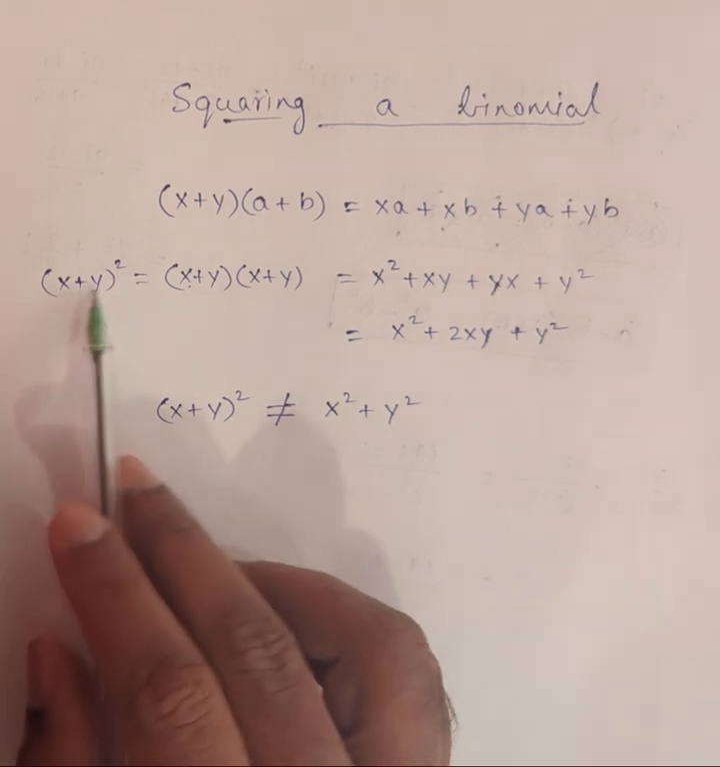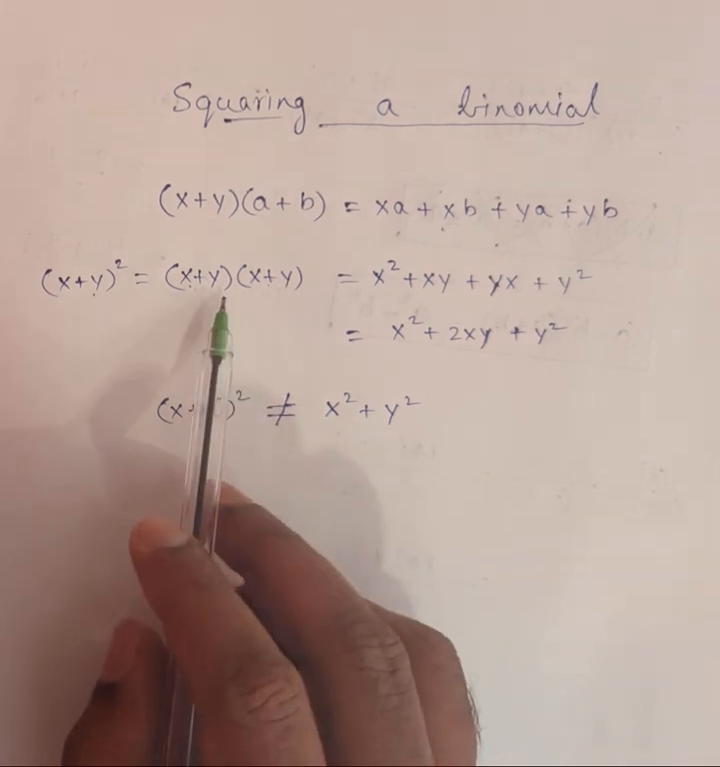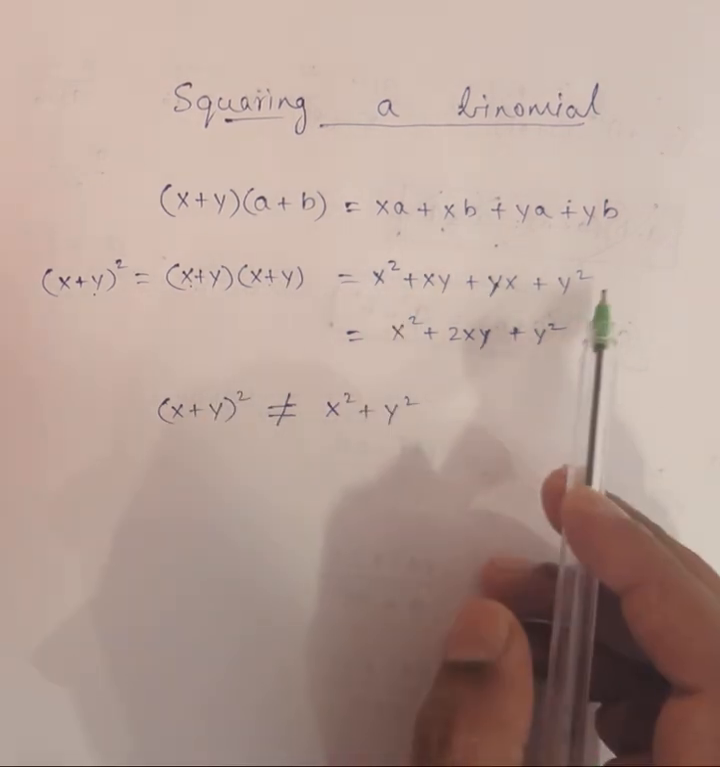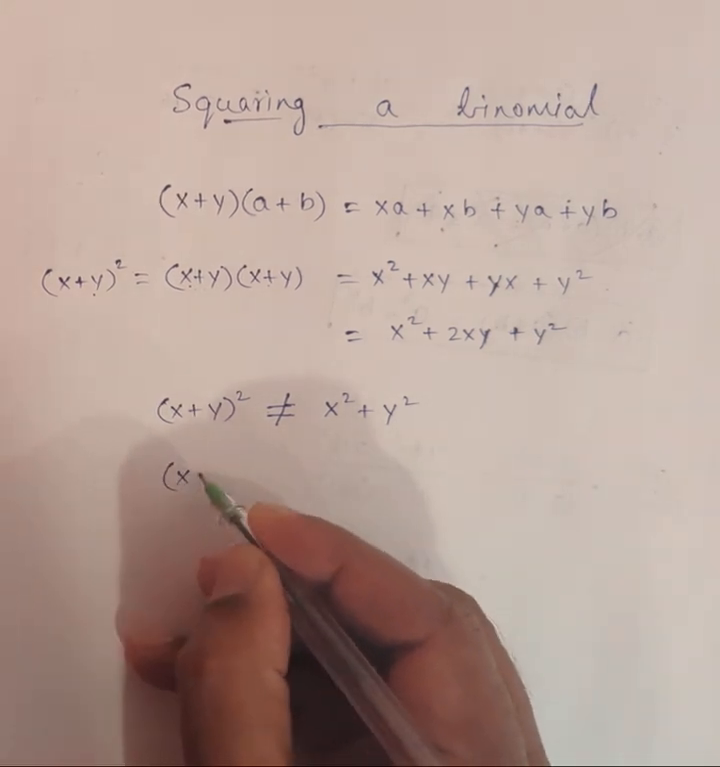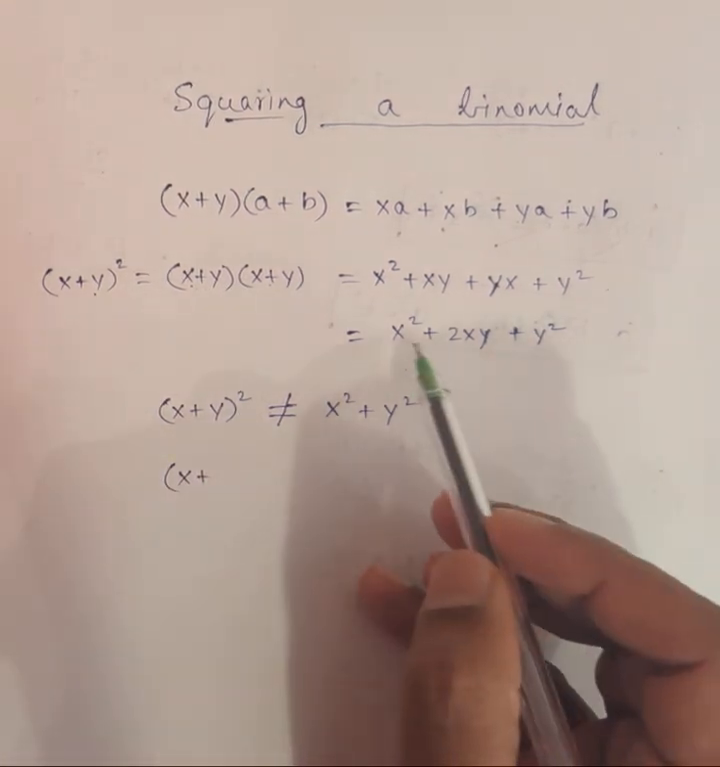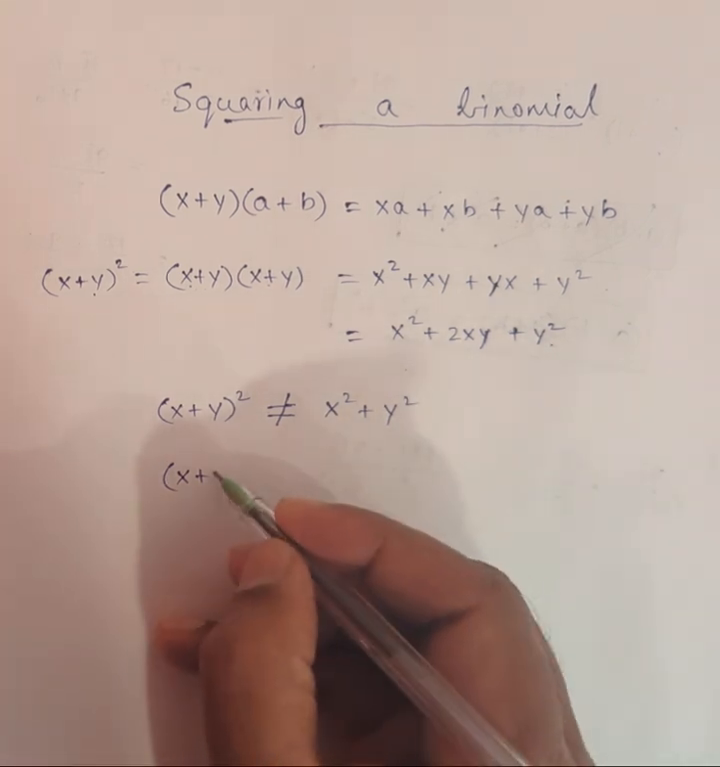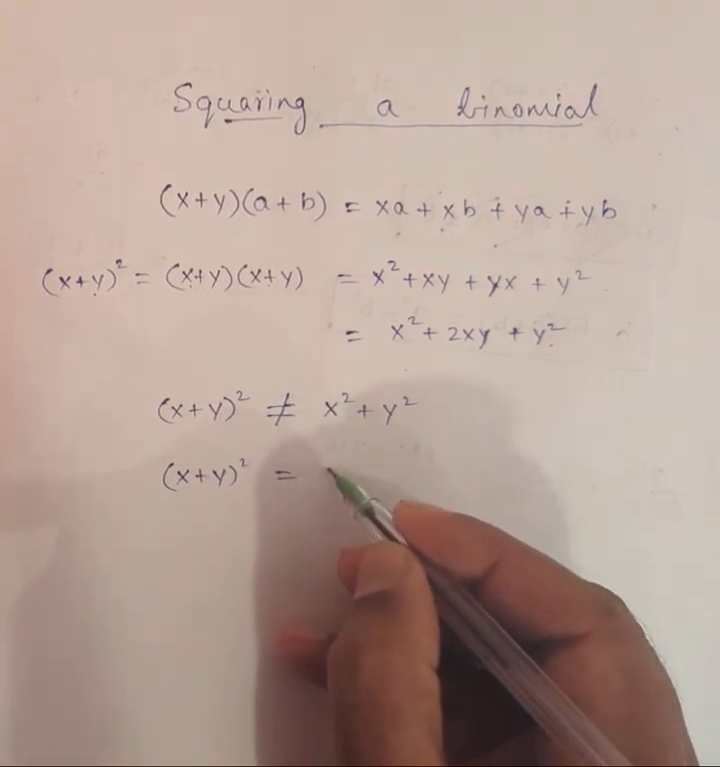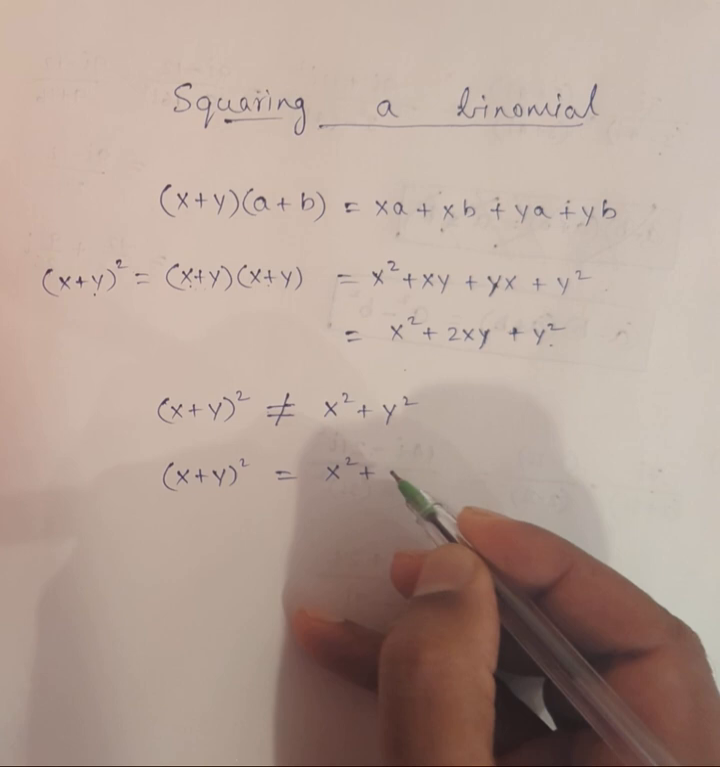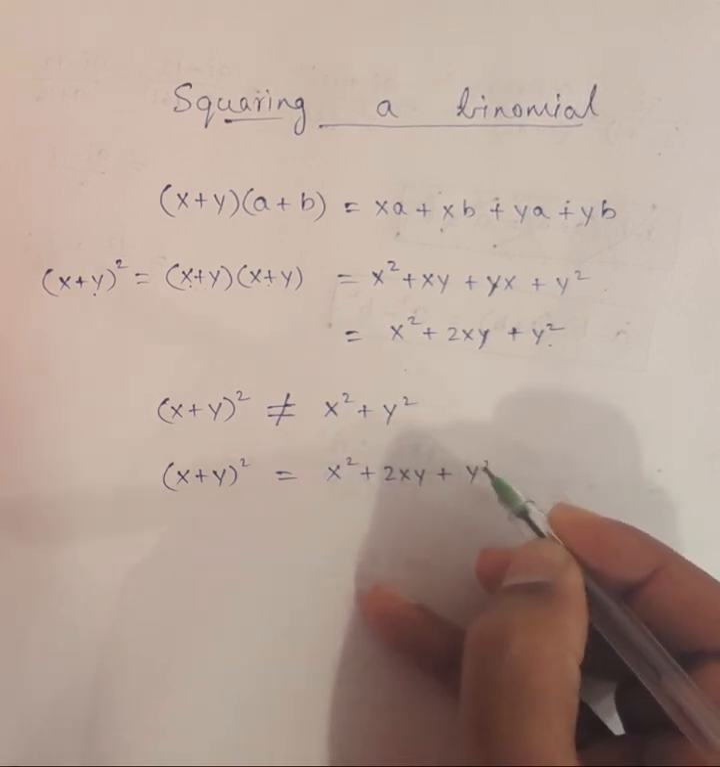So it was x plus y quantity squared here. We multiplied them. We wrote them as two separate binomials, expanded and then combined like terms, and what we found was that it not just had x squared and y squared, but it had a middle term of 2xy. So let me write that and put it in a box. So this is x squared plus 2xy plus y squared.